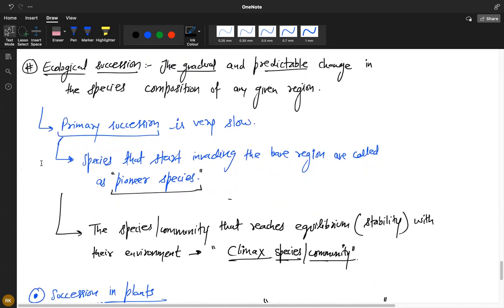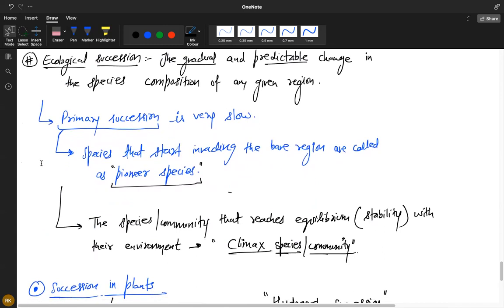Then we talked about ecological succession. Succession simply means the gradual and predictable change in the species composition. So one species goes down and the other species comes and takes up the throne, kind of. That's why the word succession. So succession of the kings happens, right? Similarly, succession of species happens in ecology whenever there is a gradual and predictable change in the given region.